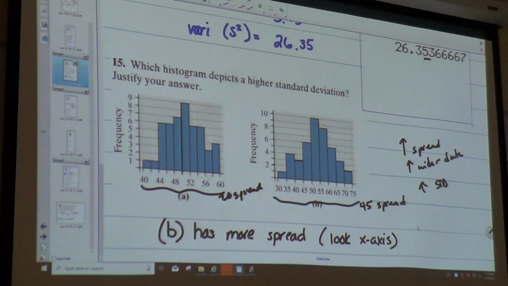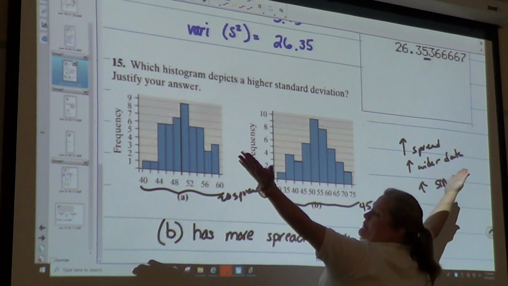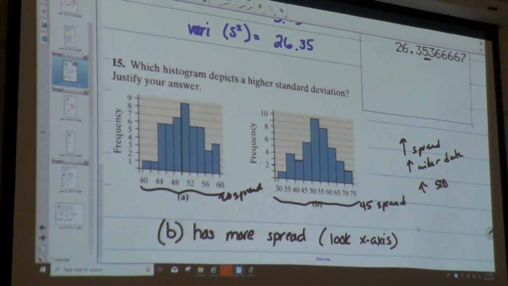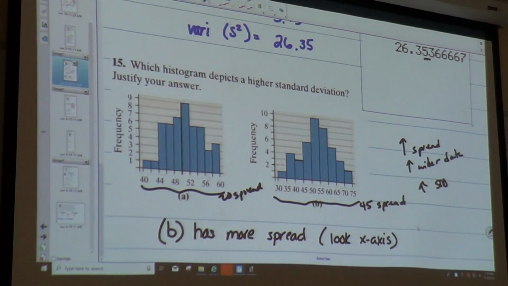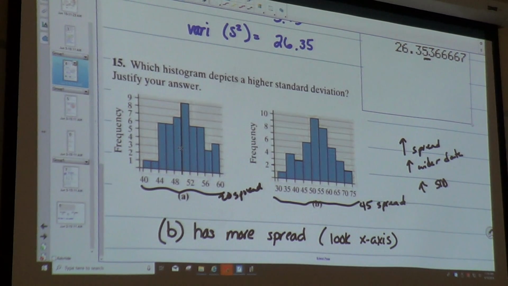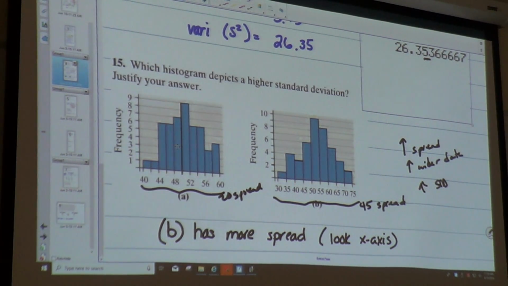So for this one, B has more spread. You're only looking at the x-axis. We're not spreading it, we're spreading open. We're only looking at that x-axis. We're not looking at how tall it is, that's mode. We're looking at the spread, the x-axis. Now that we have mastered one set of data, we are now going to look at two sets of data.